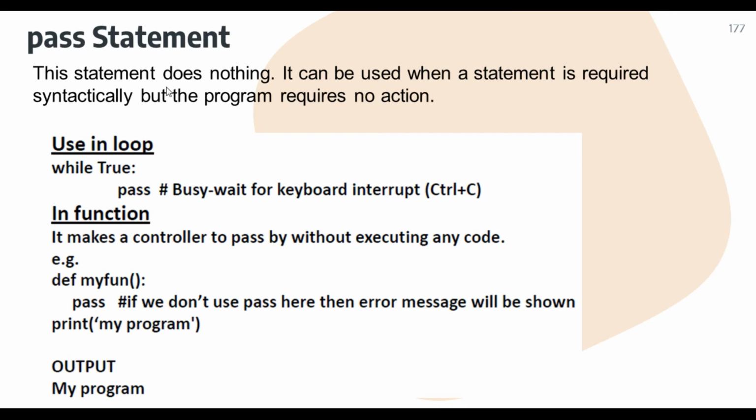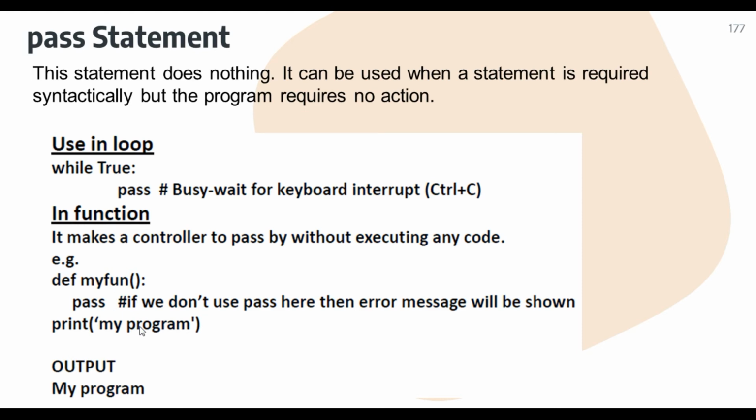So the same thing is explained here, students. This statement does nothing. It is used when a statement is required syntactically but the program requires no action. It means when the programmer does not require any action in any indentation, like a conditional statement or loop statement, at that time we use pass. So here, used in a loop: while True: pass. Used in a function, it makes the controller pass without executing any code. Example: def myfunction: pass.